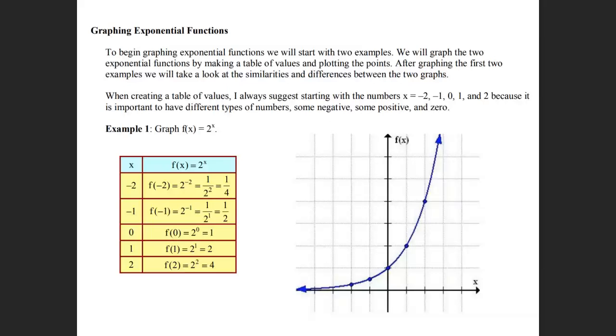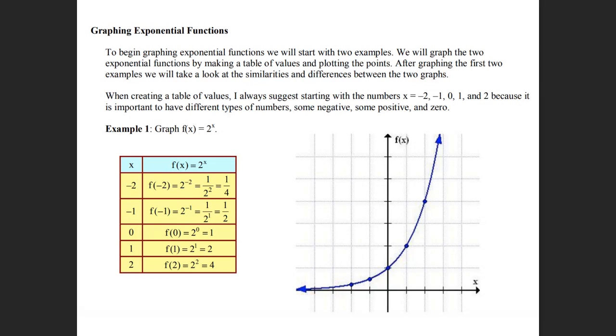To begin graphing exponential functions, we will start with two examples. We will graph the two exponential functions by making a table of values and plotting the points. After graphing the first two examples, we will take a look at the similarities and differences between the two graphs. Now, when you start graphing exponential functions, doing a table is a great thing to do. I would use a few negative numbers. I would use a few positive numbers.